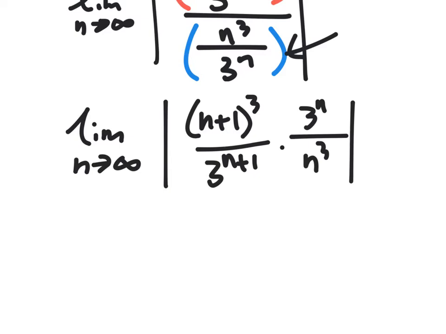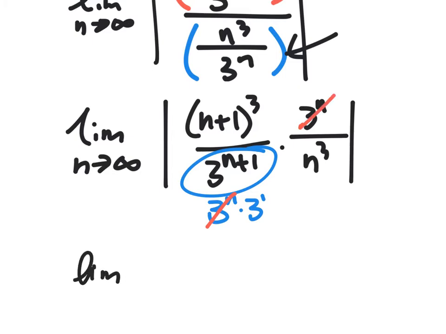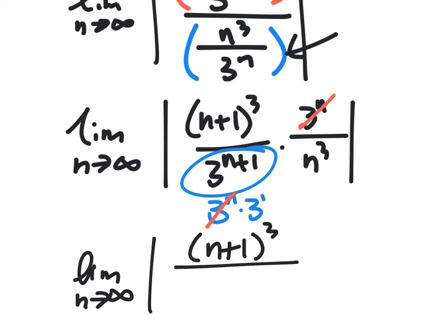Okay, something cool is going to happen here. This right here is actually 3 to the n times 3 to the first. So the 3 to the n's cancel. So I get the limit as n goes to infinity of the absolute value of n plus 1 quantity cubed over 3 times n cubed.